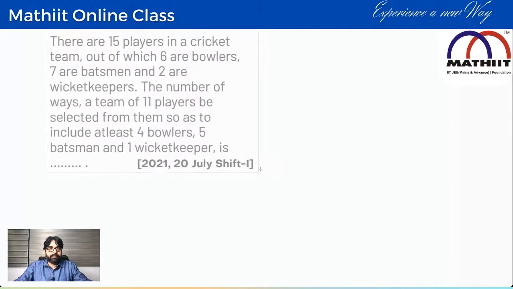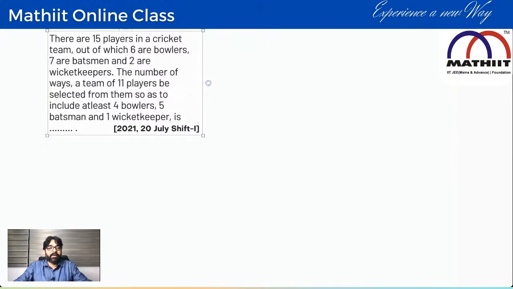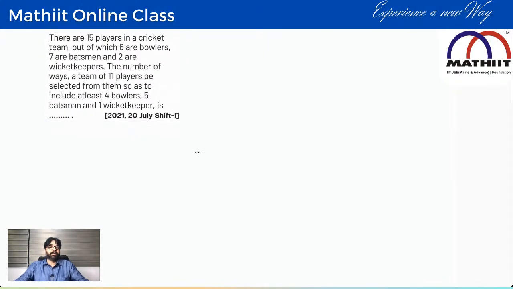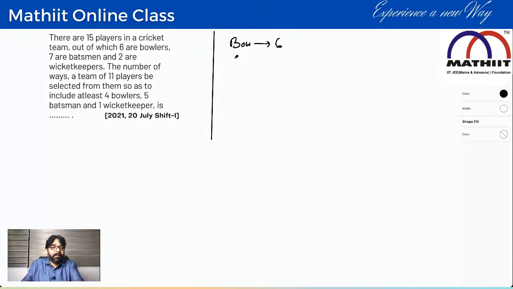Old JEE question only. So then you can get the feeling of what kind of questions they are asking. Read the question. Write the data separately. Whenever you are reading this kind of question, always make data like that. Total 15 players in a cricket team, out of which 6 are bowlers. Like this, make the case. Batsmen are how many? 7. Wicketkeepers are 2. As you are reading, always convert the statement into mathematical language, and then make the cases and try to do it.